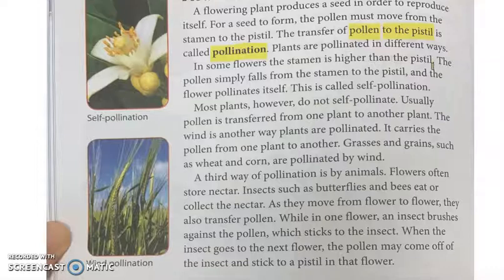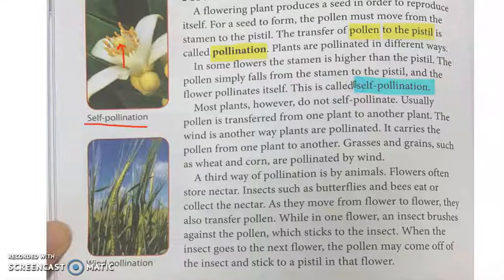In some flowers, the stamen is higher than the pistil. So let's look at this one. So we see the stamen and then the pistil in the center. And this is shorter, smaller than the stamen. And this we call self-pollination because the pollen simply falls from the stamen to the pistil. As the wind blows, they sometimes stick together, and that's when the pollen transfers. And this is the easiest way because they don't need any helper. And this we call self-pollination.